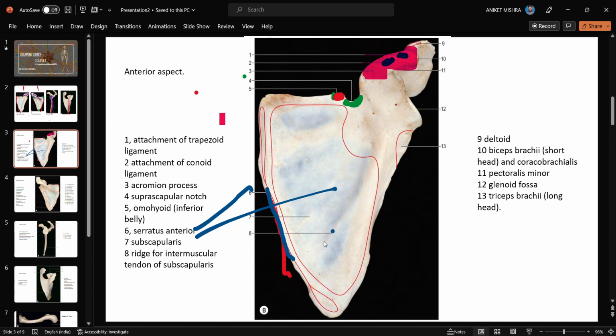Here you can see there are some ridges present on the costal surface. These are the surfaces where the tendons of the subscapularis muscle are, the landmarks present on the costal surface for the attachment of the subscapularis muscle.